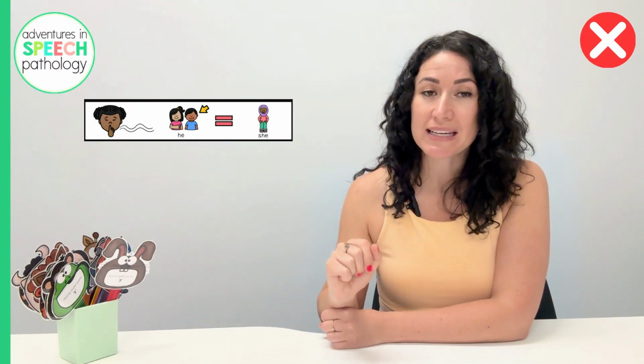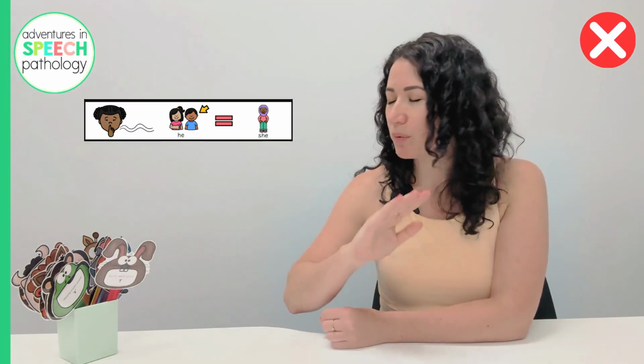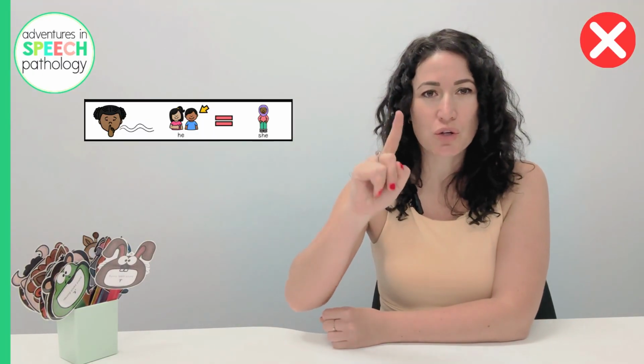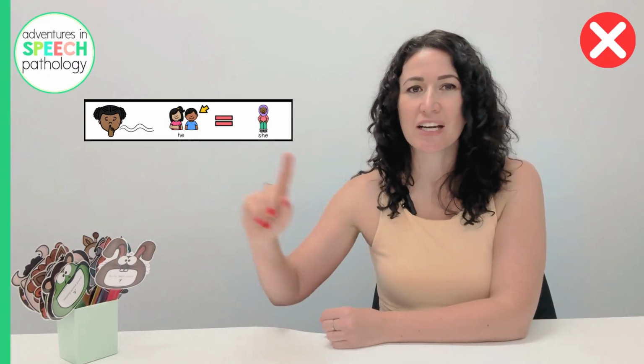The incorrect way is sh, he. Okay, we are not doing a gap, and that is too quick. We're not doing sh, he. She.